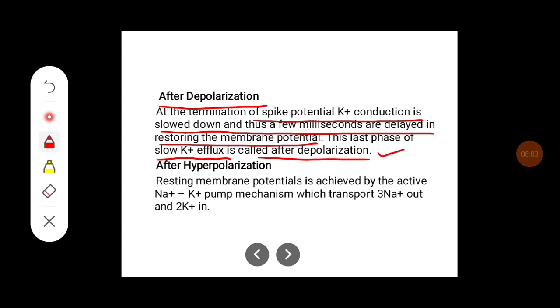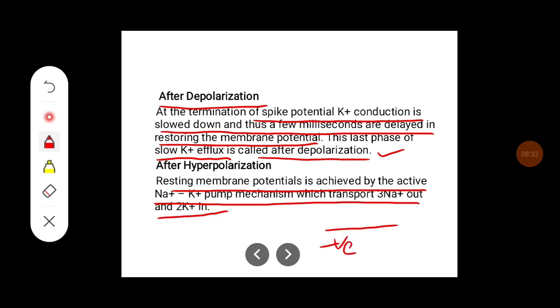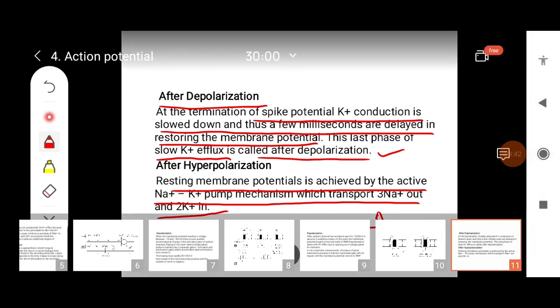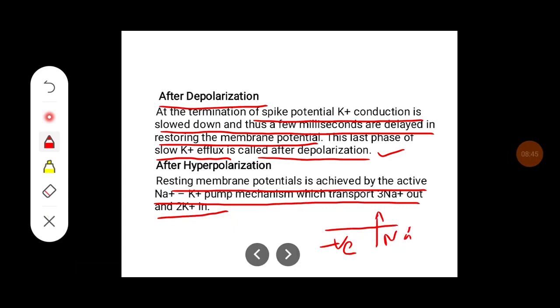And after hyperpolarization is where resting membrane potential is achieved by the active sodium potassium pump mechanism, which transports 3 sodium out and 2 potassium in. After hyperpolarization occurs because of the delayed closure of the potassium channels, which causes more negativity inside the cell because of the delayed potassium efflux, and by putting some sodium outside the cell, it is going to bring the resting membrane potential back to normal. That is done by the sodium potassium pump.